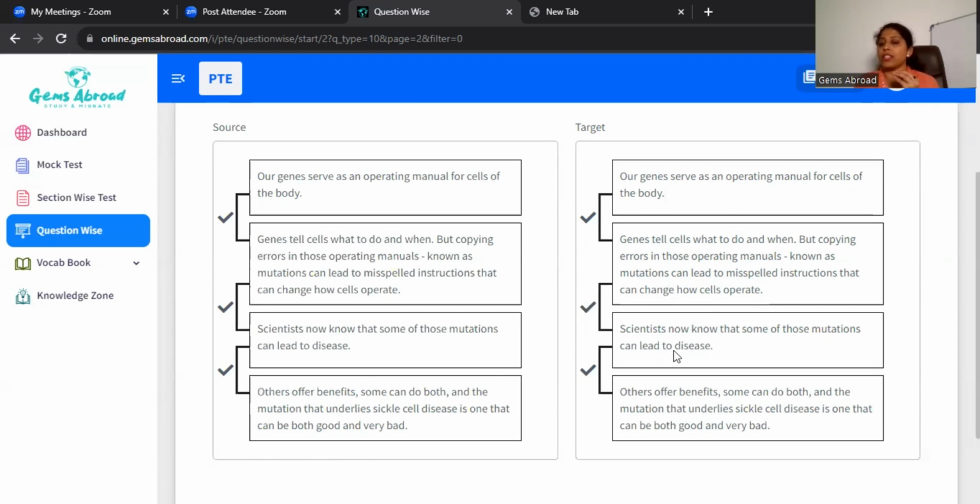Again, what scientists now know: those mutations, those operating manuals, known as mutations, can lead to misspelled instructions. The scientists now know that some of those mutations can lead to disease. So how about others? Others offer benefits. Some can do both, and the mutation that underlies sickle cell disease is one that can be both good and very bad.